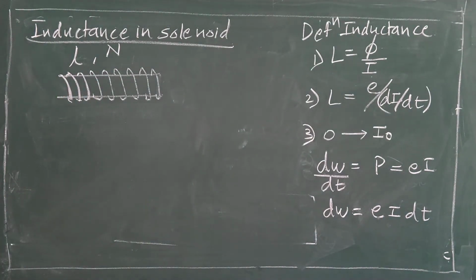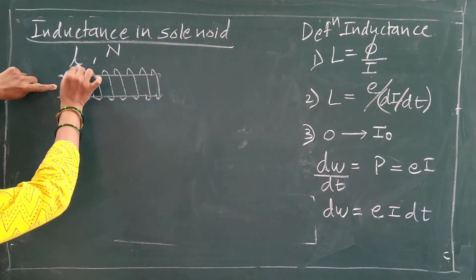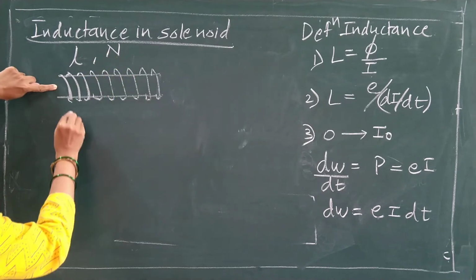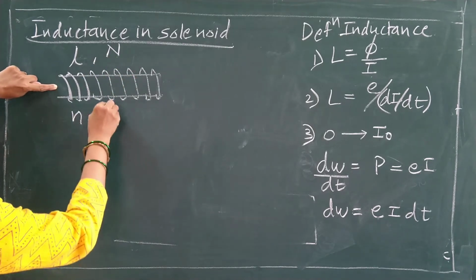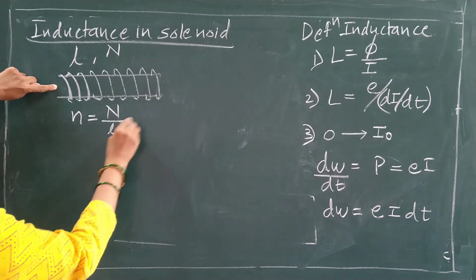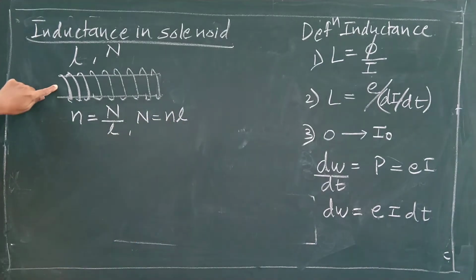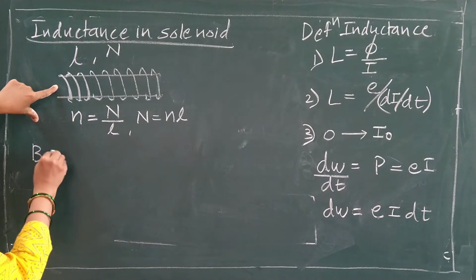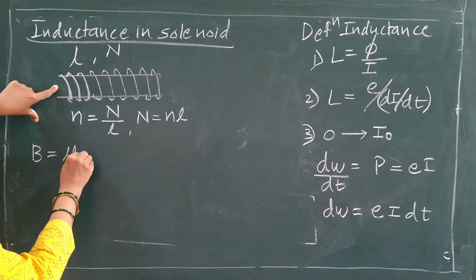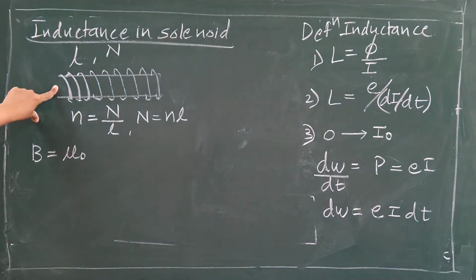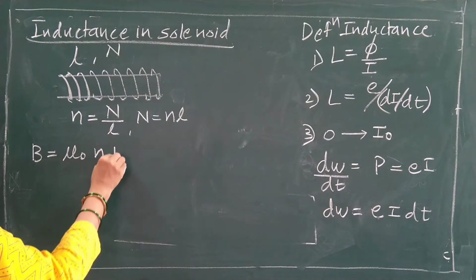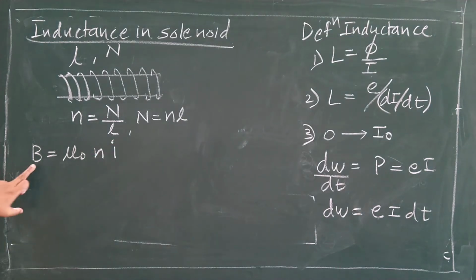Initially I can consider a solenoid having length l, number of turns N. So small n is equal to N upon small l, so number of turns N is equal to n into l. This is the first step. The second step I can say that inside the solenoid the magnetic induction produced is mu0 n I. This is nothing but the magnetic induction produced.